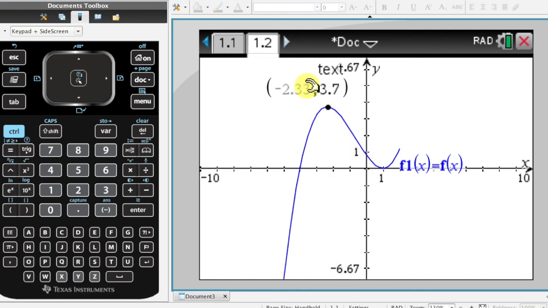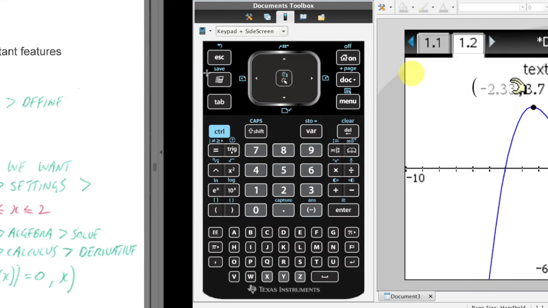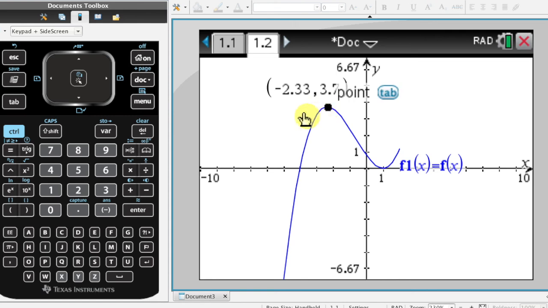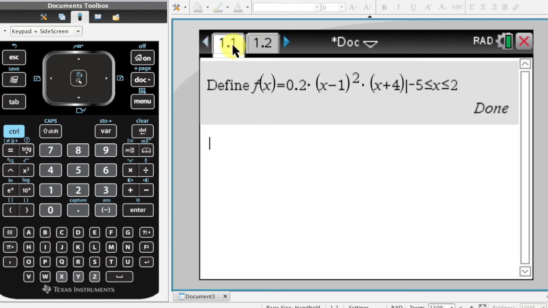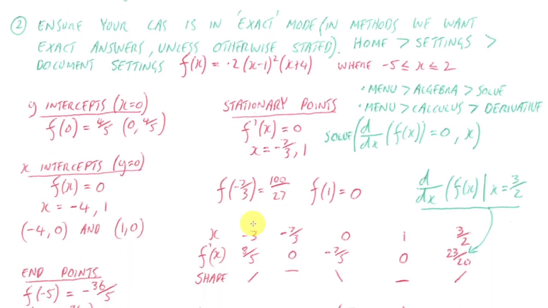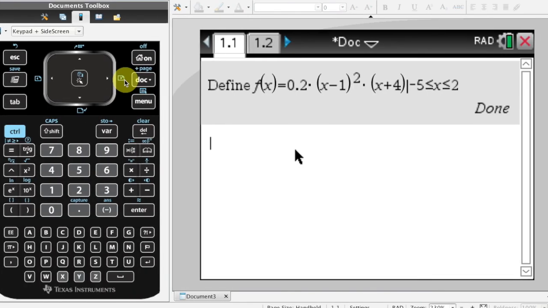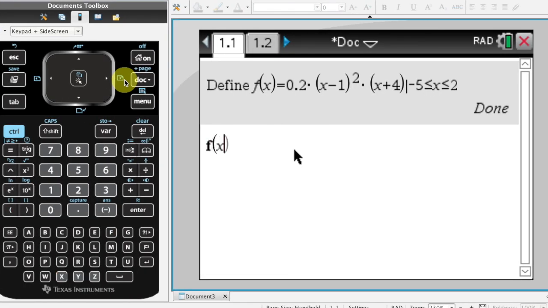The key to this is that in the question we need exact values. So sketching the graph and then finding the maximum in this approach is not helpful. Instead, what I need to do is go back into the calculator mode and start making use of what we did previously. So y-intercepts, where do they occur? It's where x is equal to 0. So let's have f of 0. And you can see it's equal to 0.8.